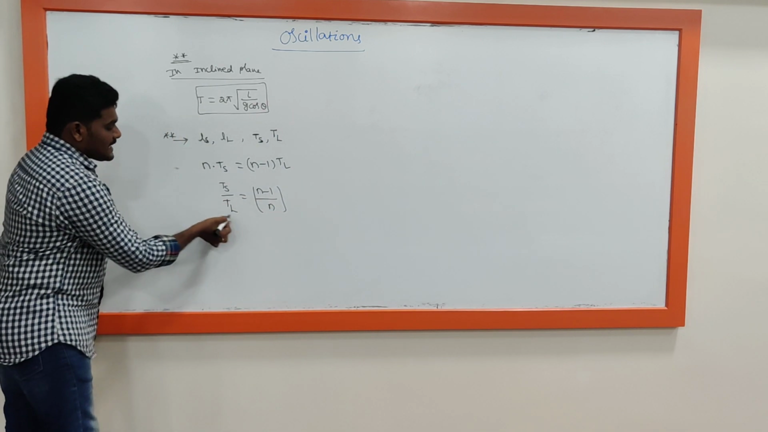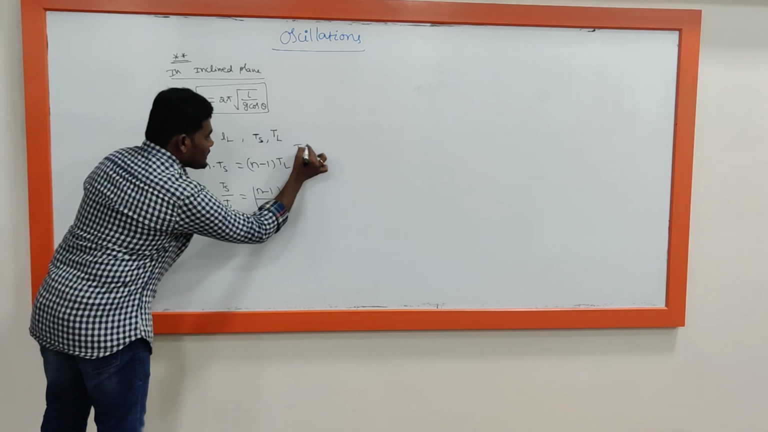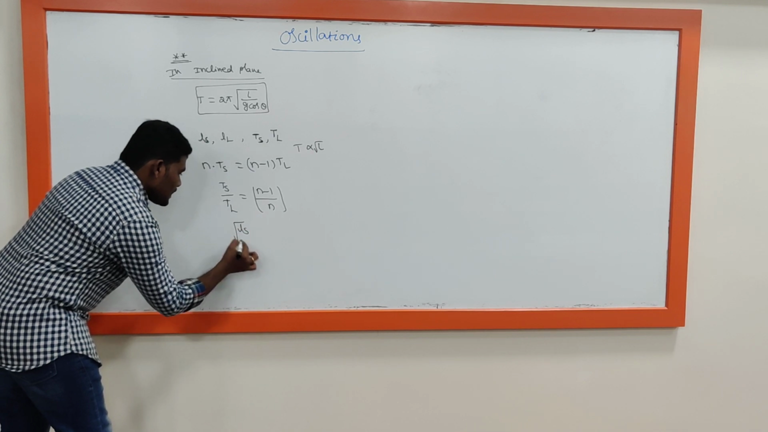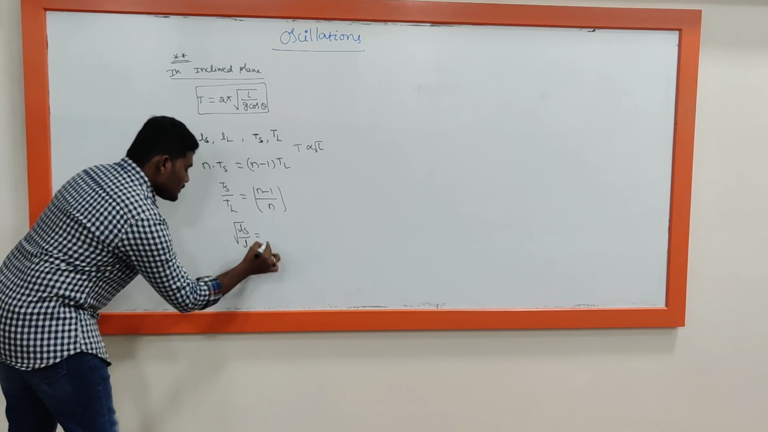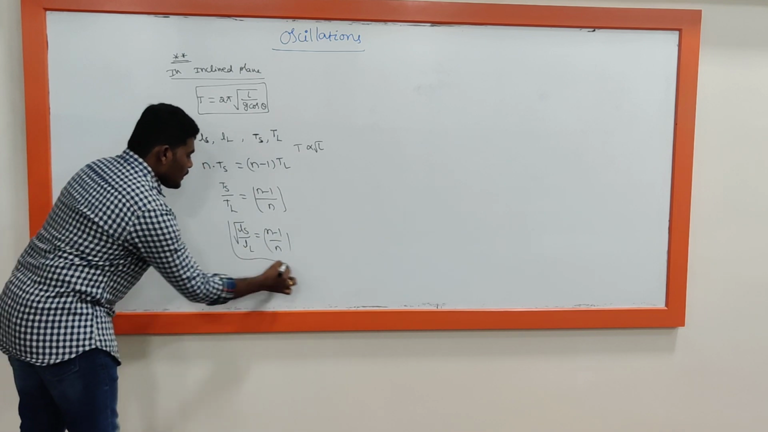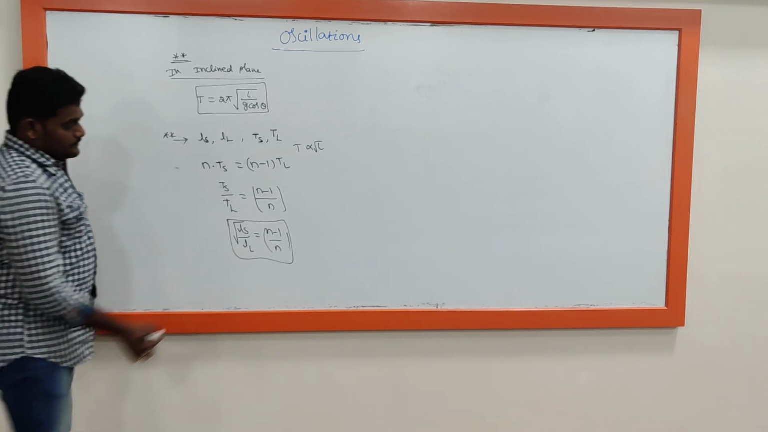Even you can write time period is directly proportional to square root of the length, so you can write square root of time period T is directly proportional to square root of L. Then you can write length of the shorter pendulum to the length of a longer pendulum equal to n minus 1 by n oscillations. So one of the important application.